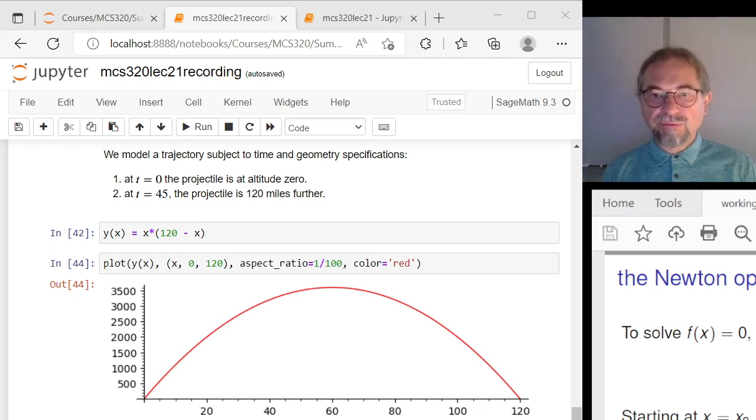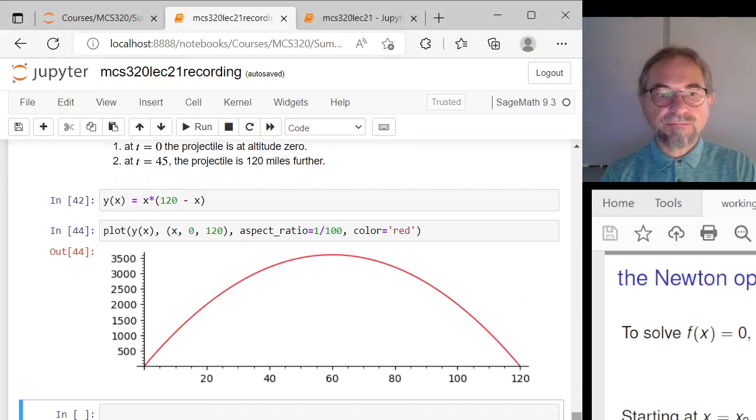So if you think about the roots, you might have written this as x minus 120. But then you would have had a parabola that is concave up. Naturally as a parabola, but not really natural for the trajectory of a projectile. So then we have the two time constraints. So we have x in function of time.